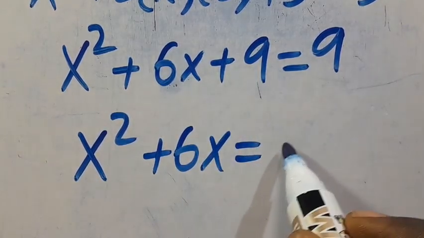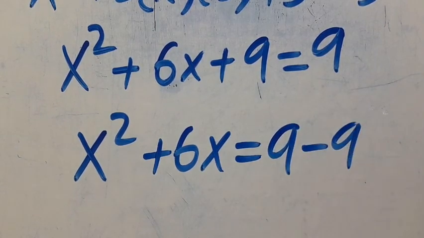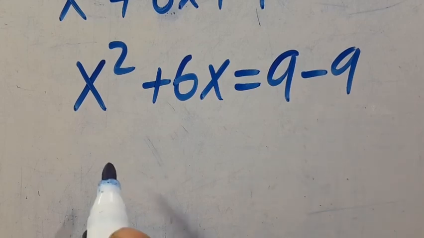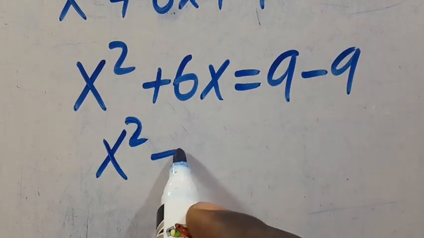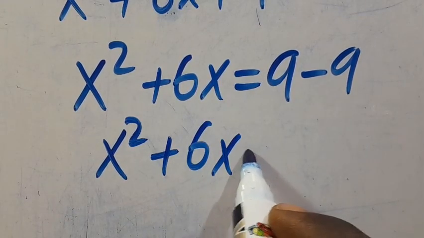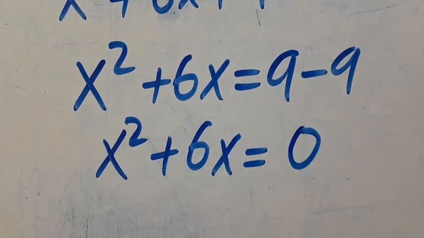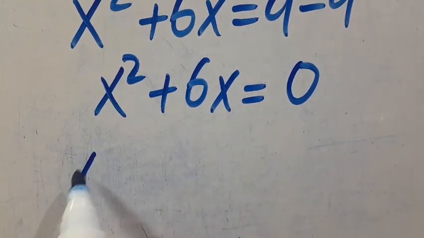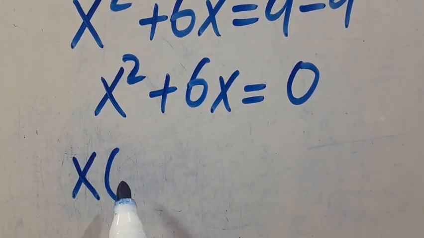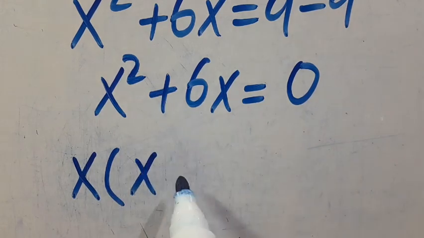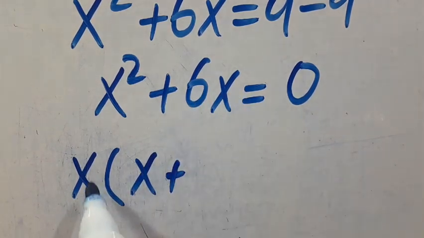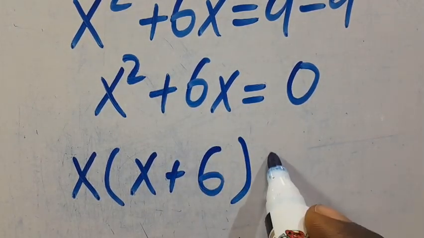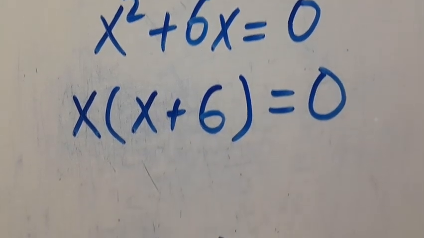Let's take this to the other side. We have 9 minus 9. And so therefore we have x squared plus 6x equals 9 minus 9 will be 0. Then what is common between this and this is x. We can factor it out as x into x squared divided by x, we have only x, plus 6x divided by x, we only have 6. We close it. Then we set everything to be equal 0.